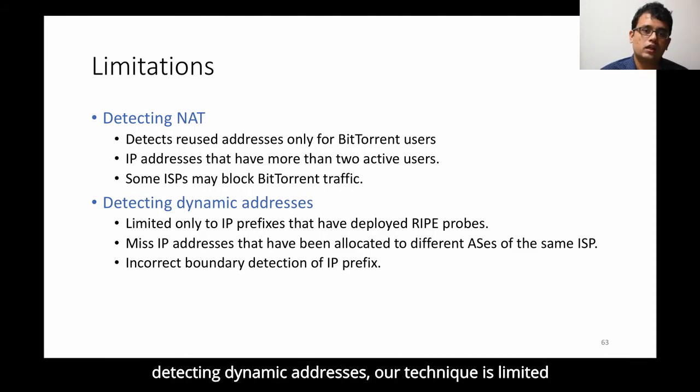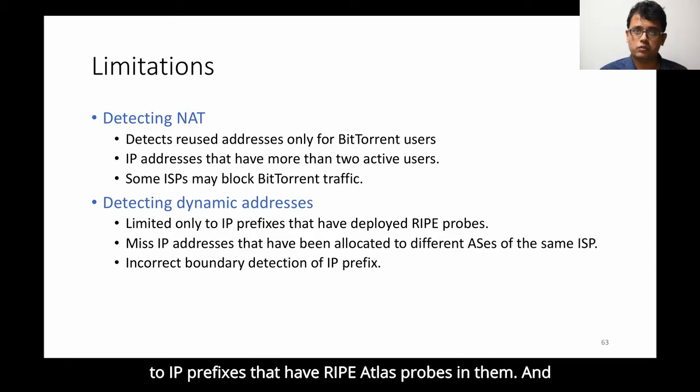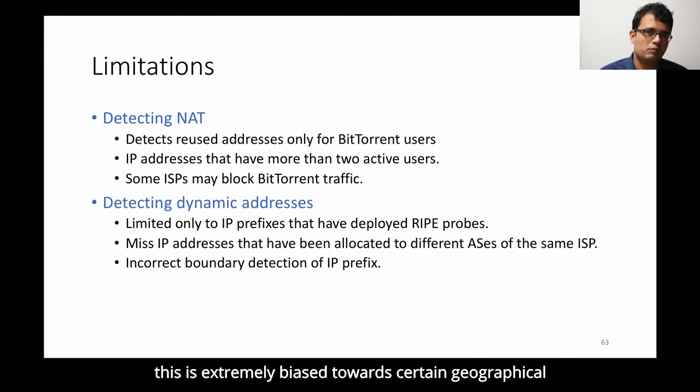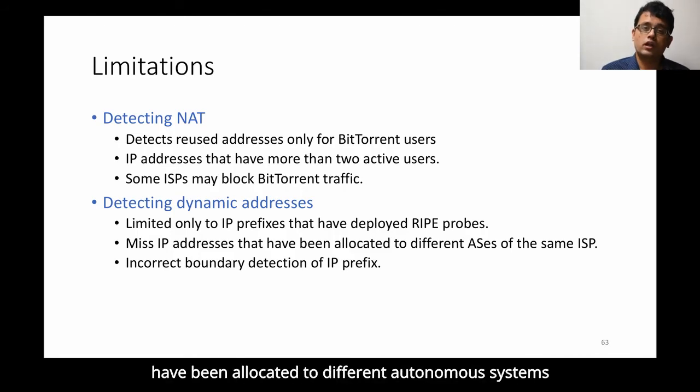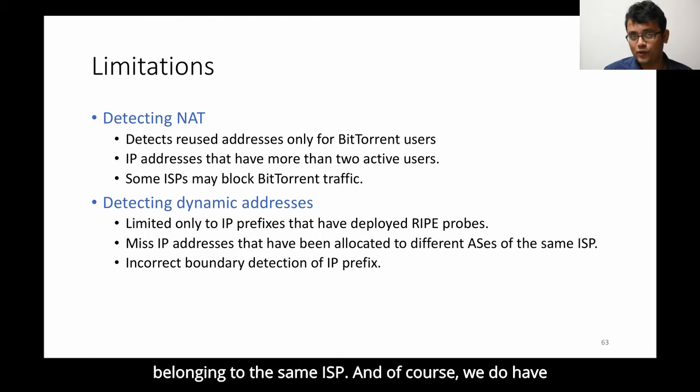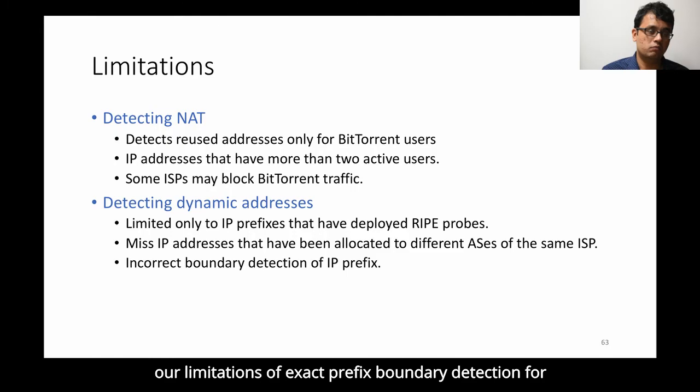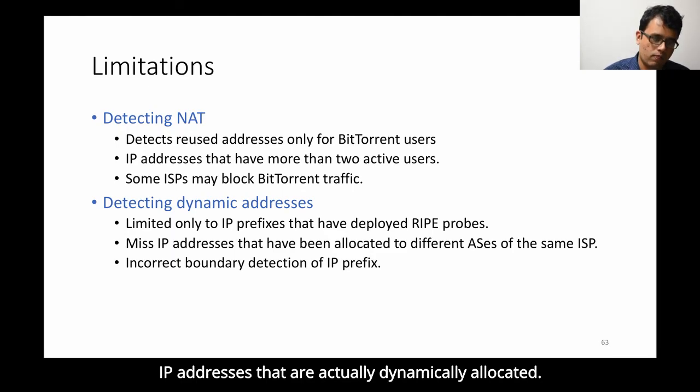In terms of detecting dynamic addresses, our technique is limited to IP prefixes that have IPATLS probes in them. And this is extremely biased towards certain geographical regions such as North America and Europe. We may also miss IP addresses that have been allocated to different autonomous systems belonging to the same ISP. And of course, we have limitations in the exact prefix boundary detection for dynamic addresses, and therefore we may miss some IP addresses that are actually dynamically allocated.